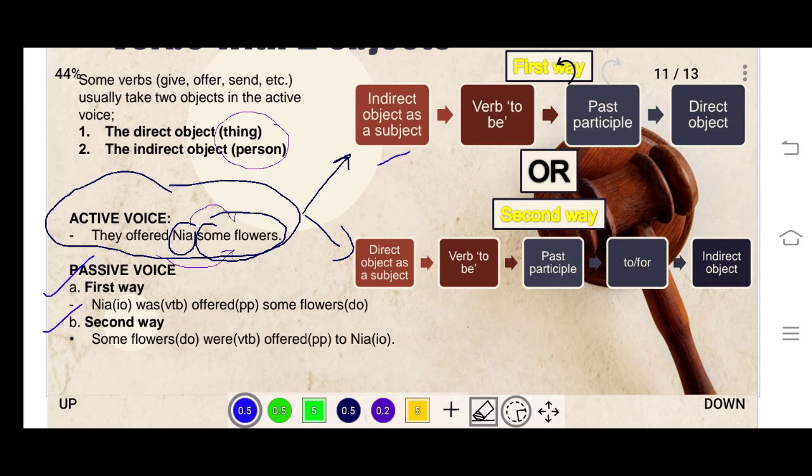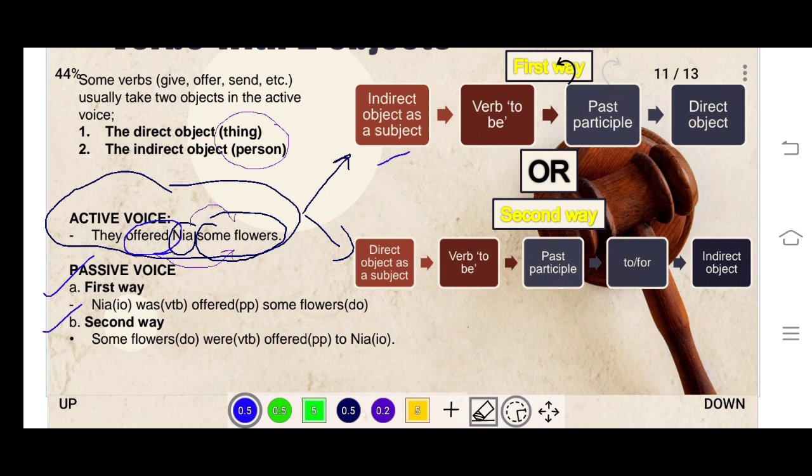The next one is the verb to be, was. We use was because offered is past tense, so the verb to be must be in the past form, and the past form of the verb to be is was. Then the past participle of offered is also offered, and then the direct object, some flowers. So from "they offered Nia some flowers," the first way you can change it is "Nia was offered some flowers." Okay, so that is the first one.